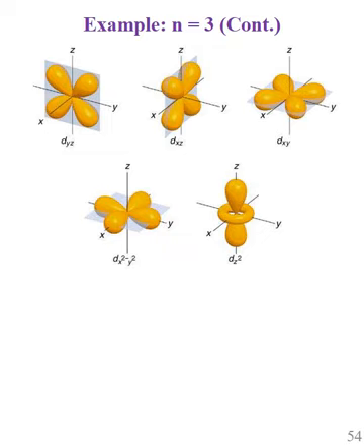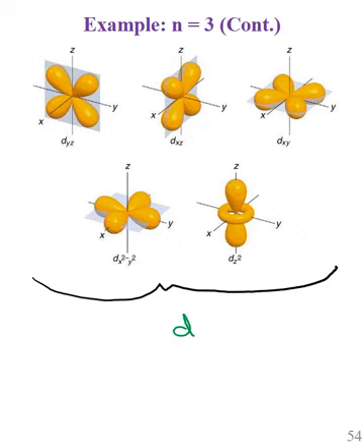Here we have our d orbitals. The d orbital will have a total of 5 orientations. Okay, so here if I look at all of them, if I group them together, all of these are going to be known as our d orbital. And because our n is 3, we say it's the 3d.